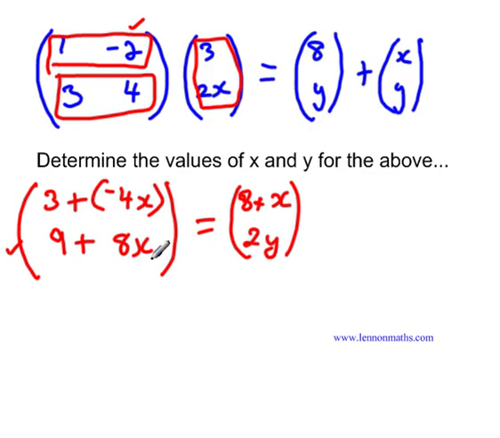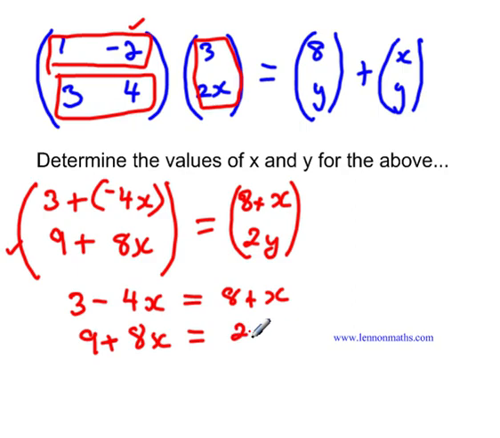And once they're equal, when two matrices are equal, what did I say before? The corresponding entries are equal. So we can say 3, and plus minus is a minus, so 3 minus 4x is equal to 8 plus x. Plus and minus is going to give you a minus. 9 plus 8x, well, we have to leave that as it is. Those are unlike terms.